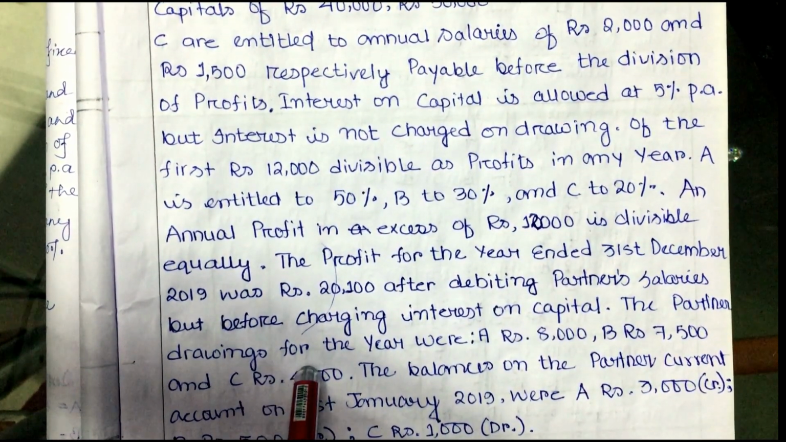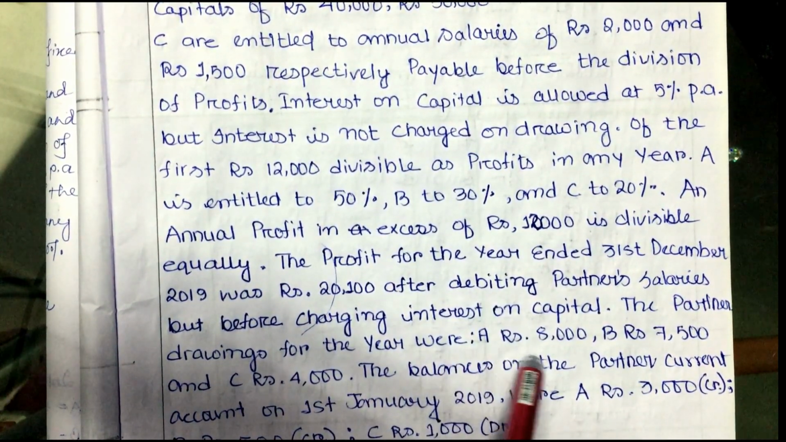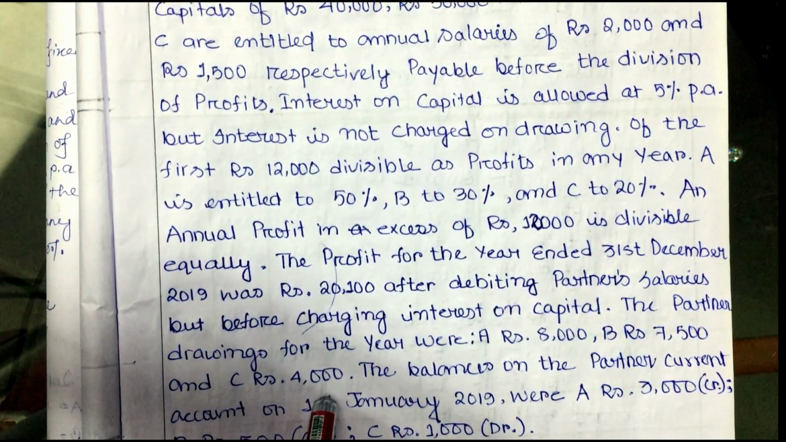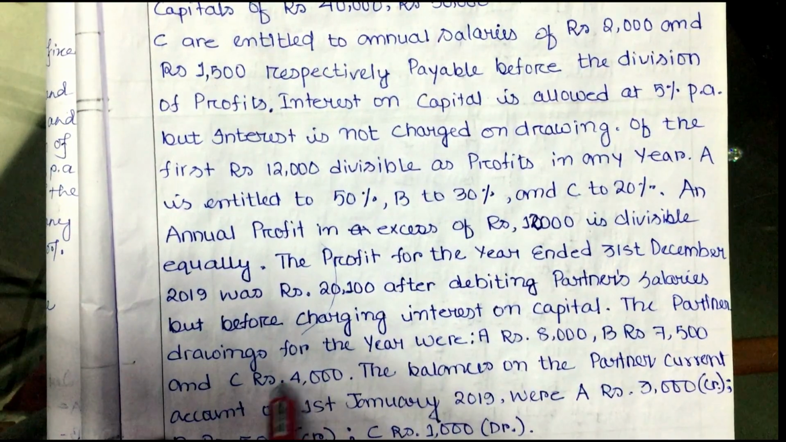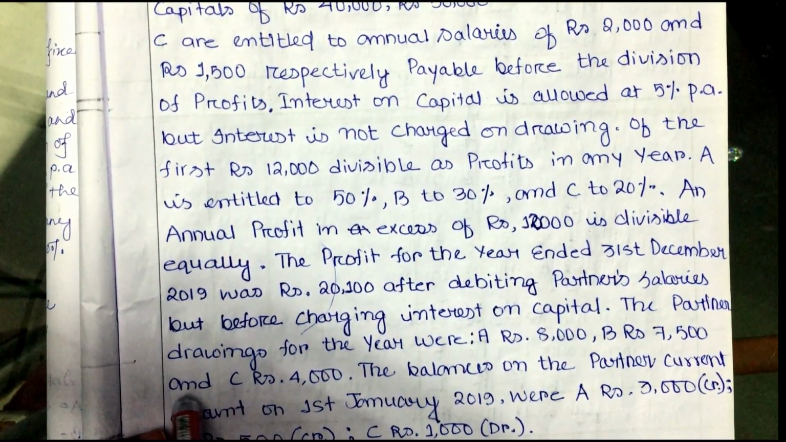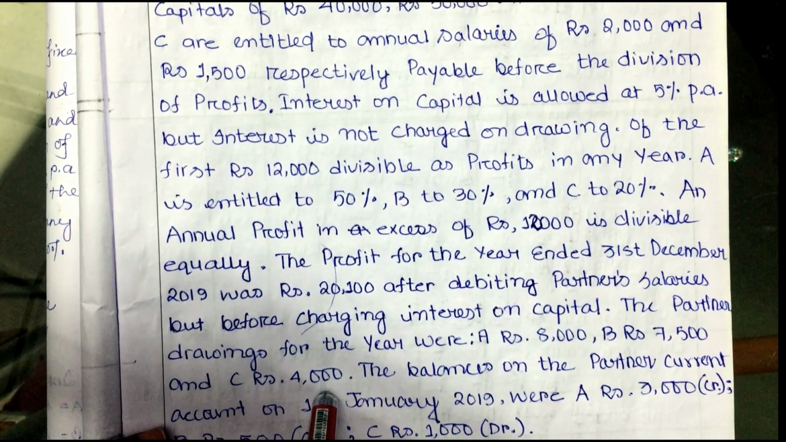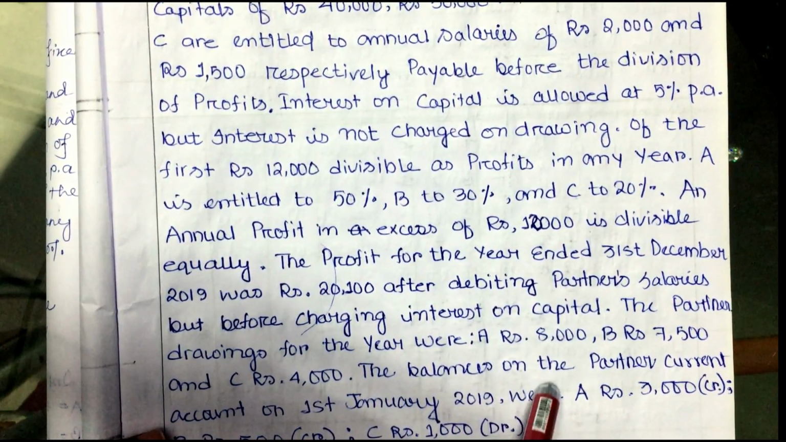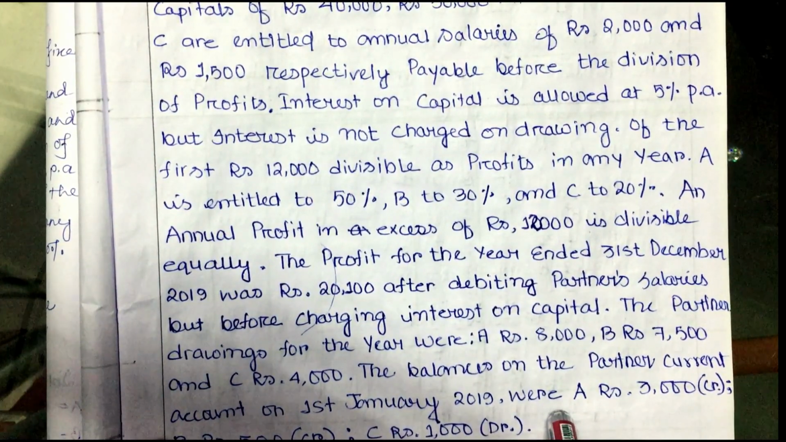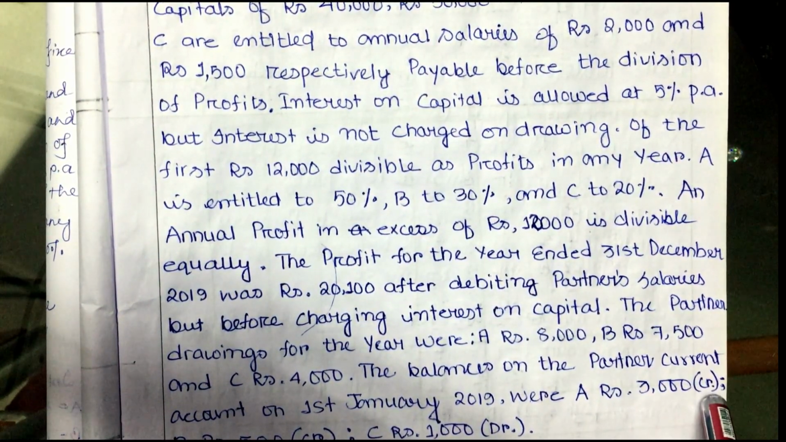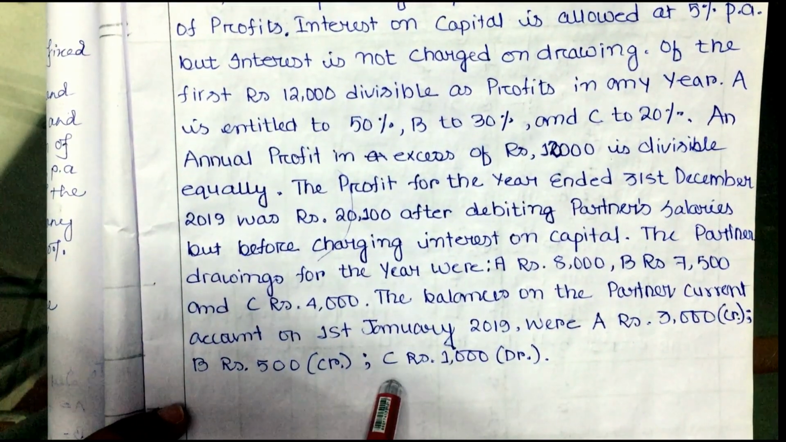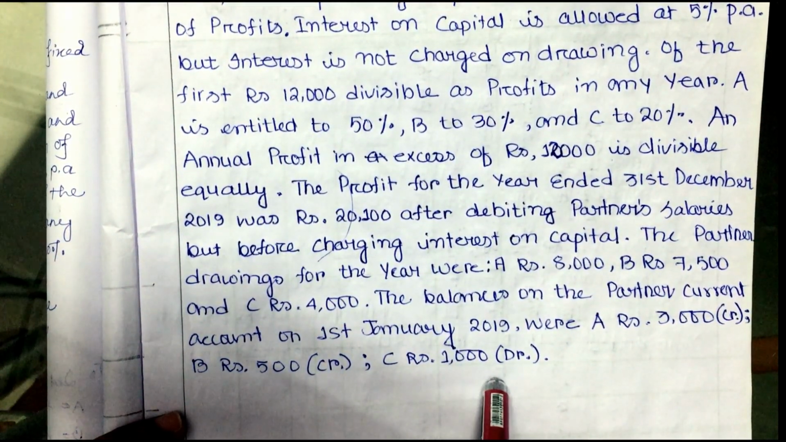The partners' drawings for the year were A rupees 8,000, B rupees 7,500 and C rupees 4,000. The amount of drawings is not going to affect the appropriation account. This will reflect in the partners' capital account. The balance on the partners' current account on 1st January 2019 were A rupees 3,000 credit balance, B rupees 500 credit balance and C rupees 1,000 debit balance.